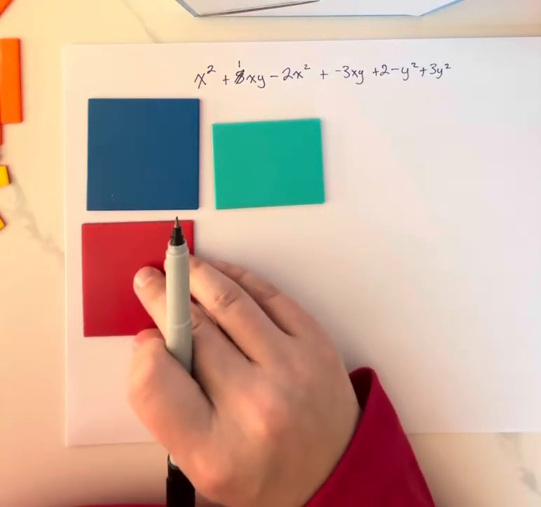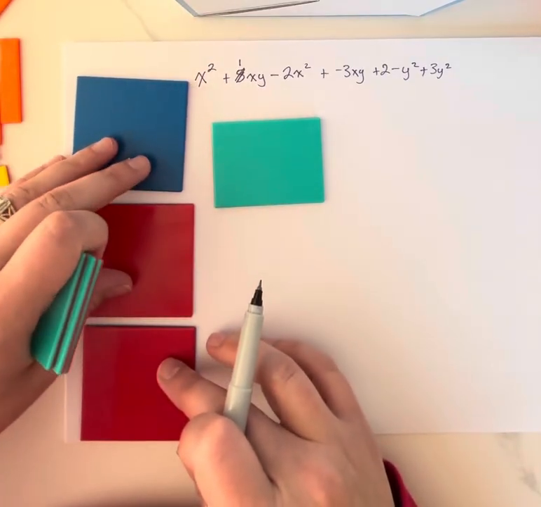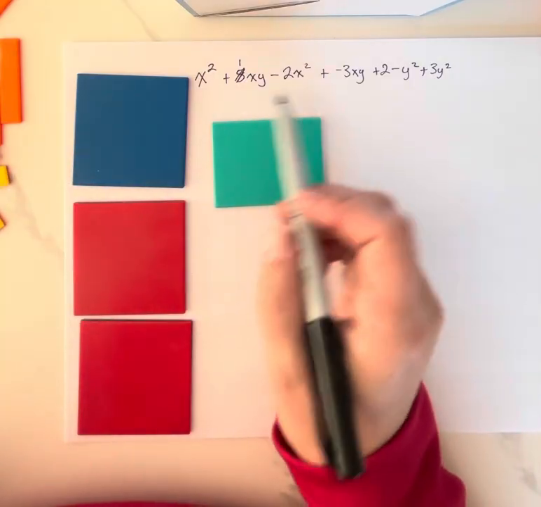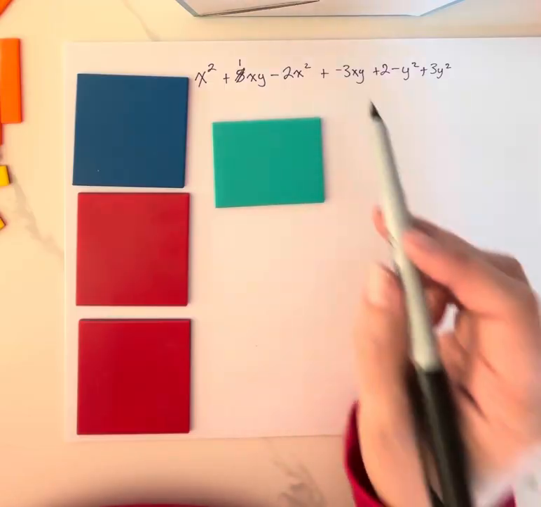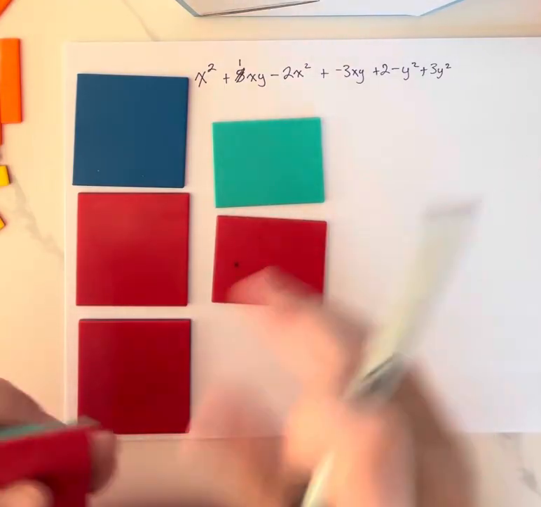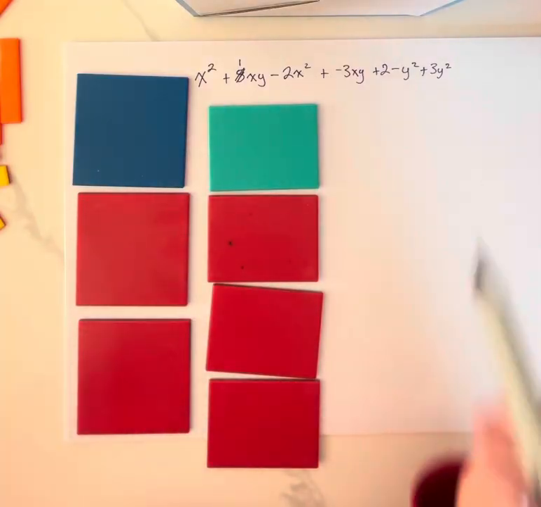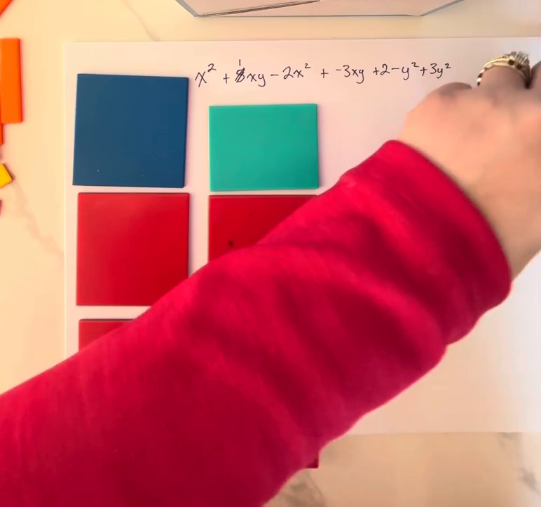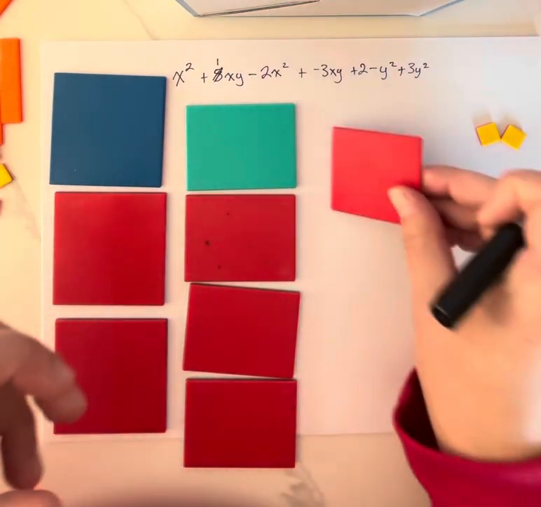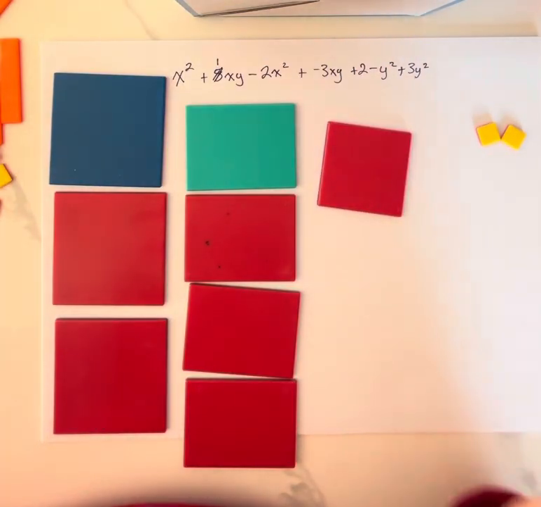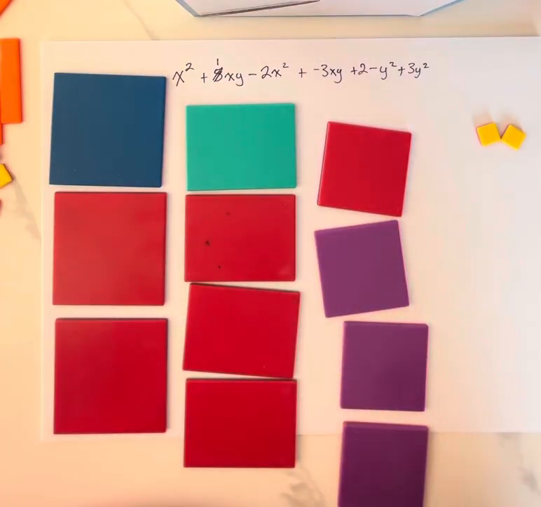When I have a minus, I'm going to use the red side. And this helps me with negative numbers. Not just negative numbers, but also the negative coefficients in our terms. So we've got negative 2x squared. Okay, I've got that. Negative 3xy. So again, we're going to have this negative here. Negative, negative, negative. Okay. Positive 2 over here. Negative y squared. We've got this guy right there. And then plus 3y squared. So 1, 2, 3. Okay.